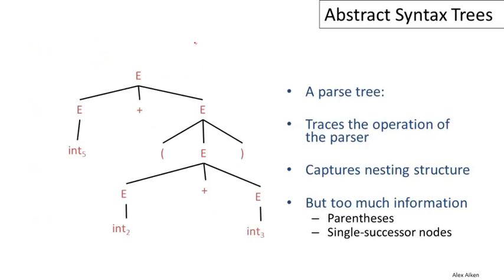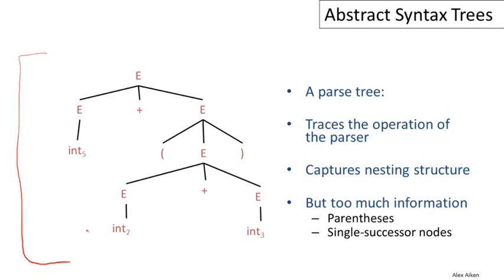Now, I should stress that this representation, the parse tree, is actually perfectly adequate for compilation. We could do our compiler using the parse tree. This is a faithful representation of the program. The problem is that it would be quite inconvenient to do that. And to see this, let me point out some features of the parse tree.